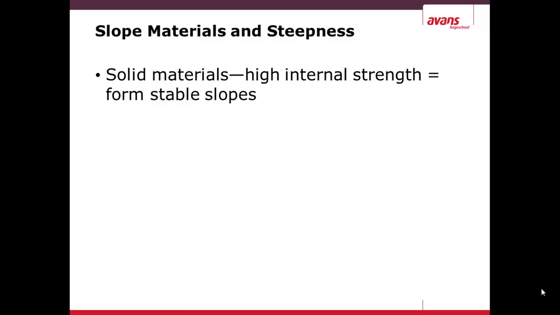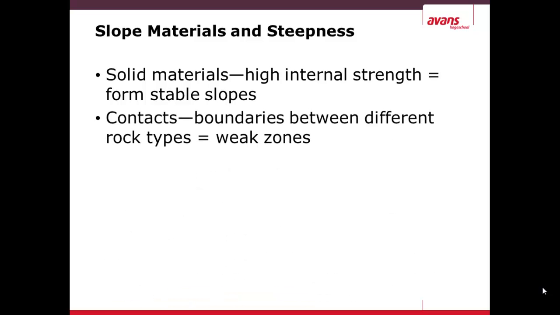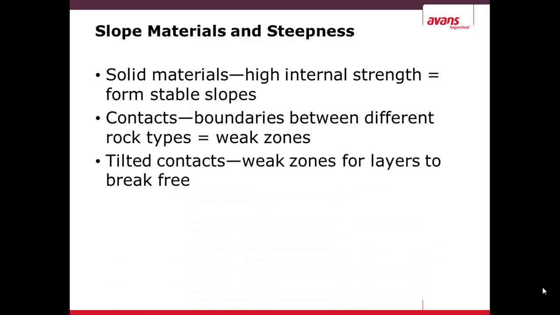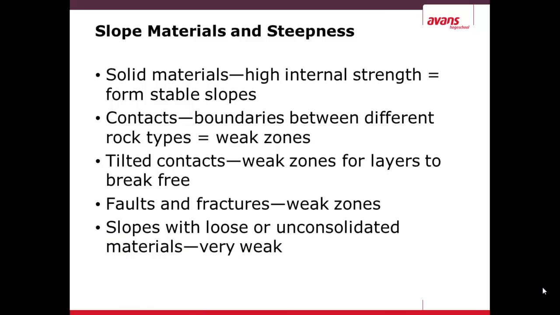Solid materials have a high internal strength and therefore form very stable slopes. Contact between the boundaries of different rock types is a weak zone. So if you have, let's say, a sandstone and another type of stone, the boundary between those two, as shown in the previous figure, creates a weak zone. Tilted contacts also create weak zones for layers to break free. Faults and fractures are also weak zones. Slopes with very loose or unconsolidated material are also very weak.